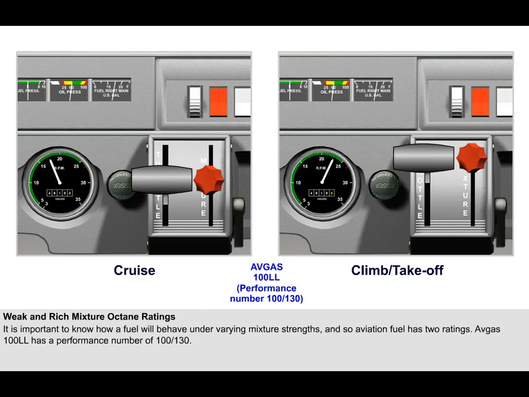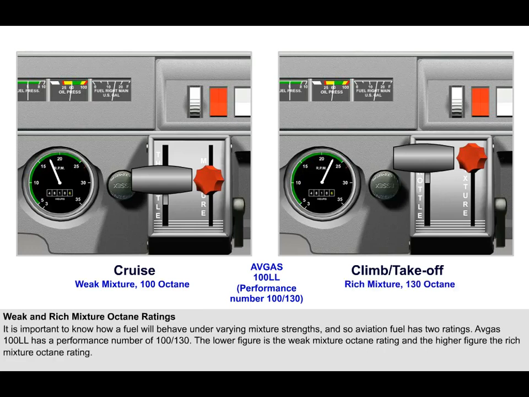Avgas 100LL has a performance number of 100/130. The lower figure of 100 indicates the weak mixture octane rating, and the higher figure of 130 the rich mixture octane rating.